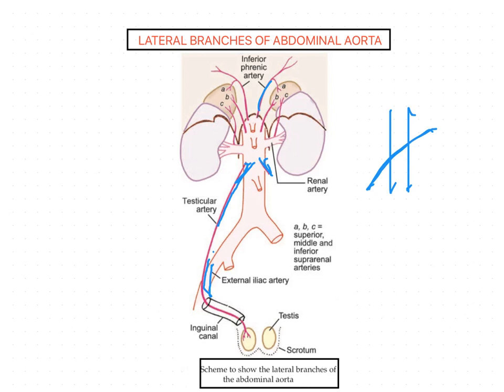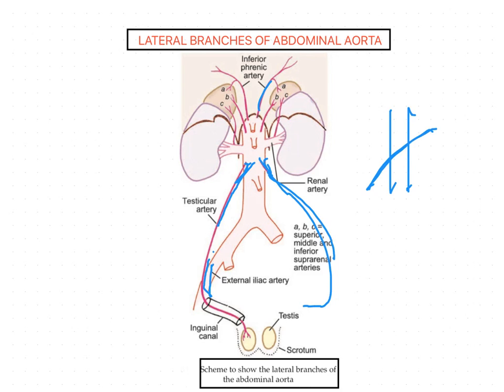If you see the left side, this artery crosses in front of the ureter and the genitofemoral nerve and passes deep to the colon. On the left side, the artery passes deep to the colon. So this is the variation seen in the right side and left side gonadal arteries. These gonadal arteries may be the testicular artery or the ovarian artery.